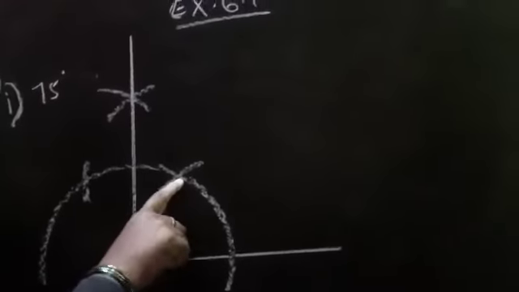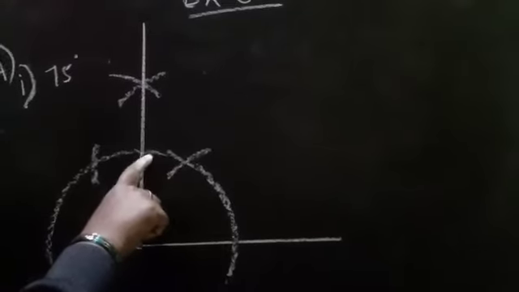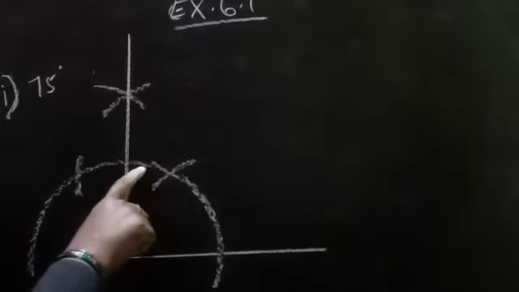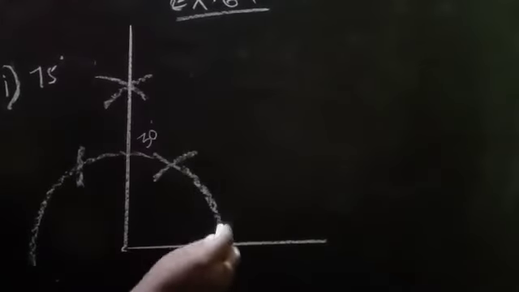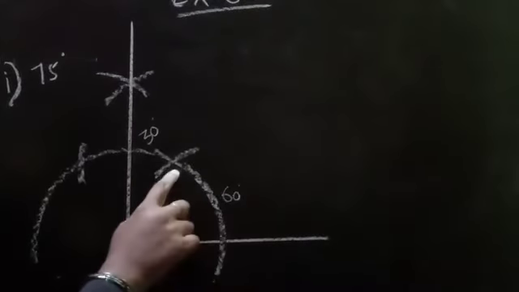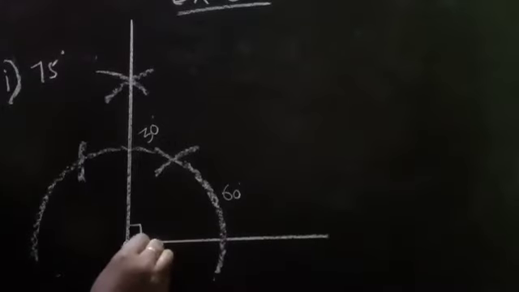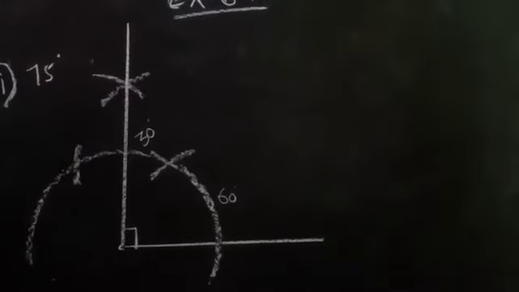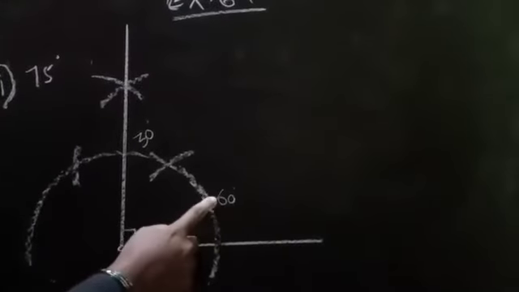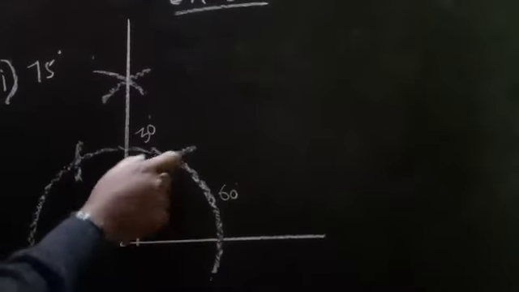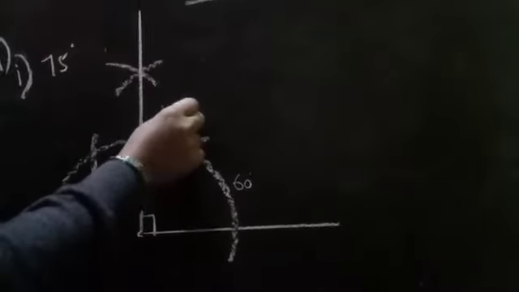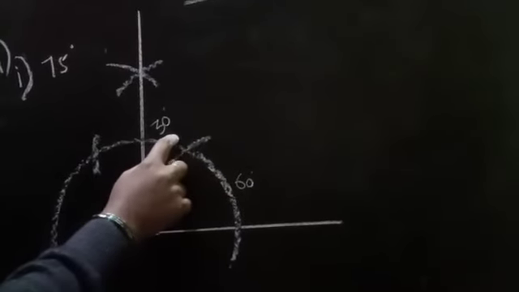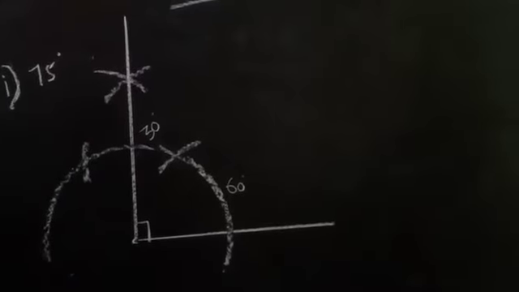This is 60 degree, and here it is 90 degree. So what is the gap between these two? It will become 30 in this gap. From here to here is a full 90 degree. Then I need 75. 60 plus 15. For this 30, if I bisect, I will get 15. So 60 plus 15, I will get 75.